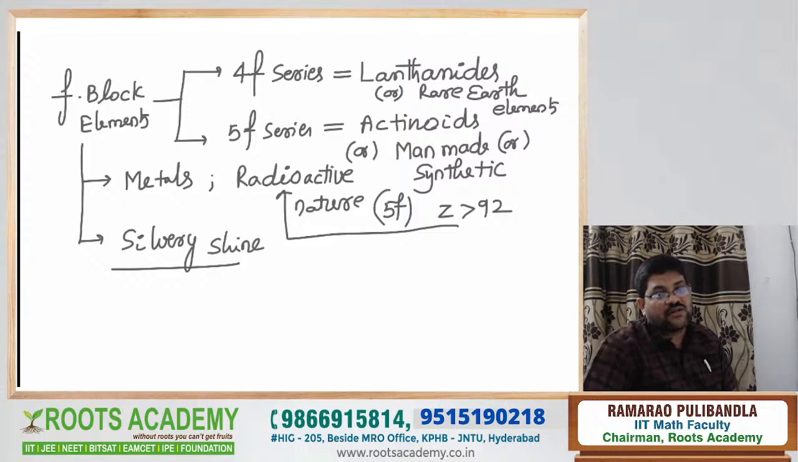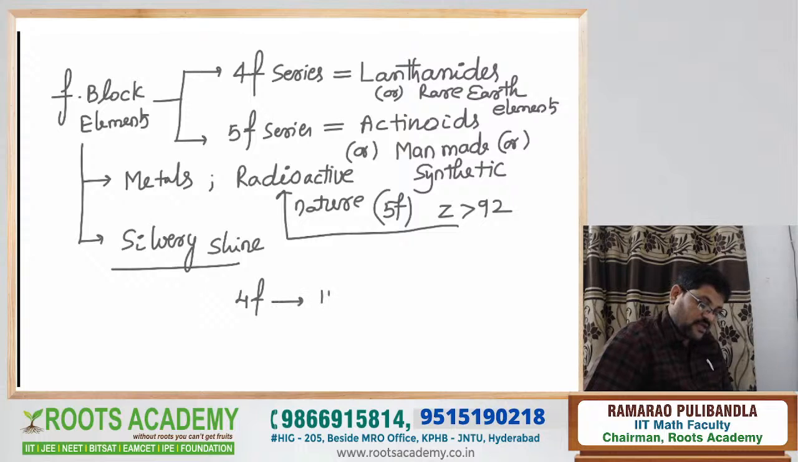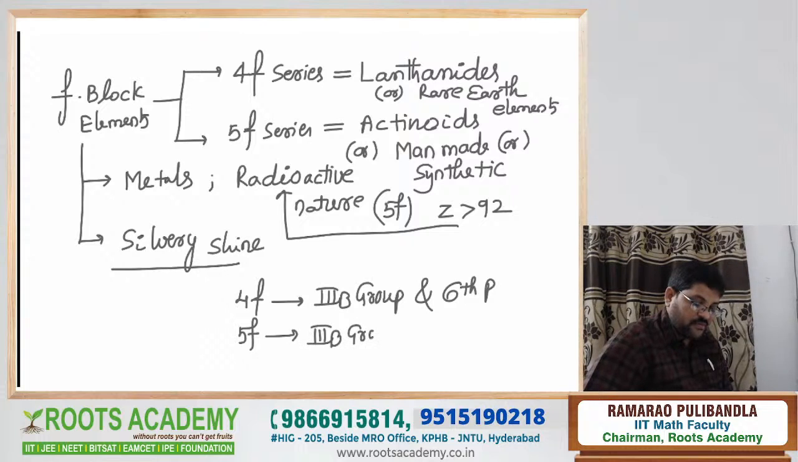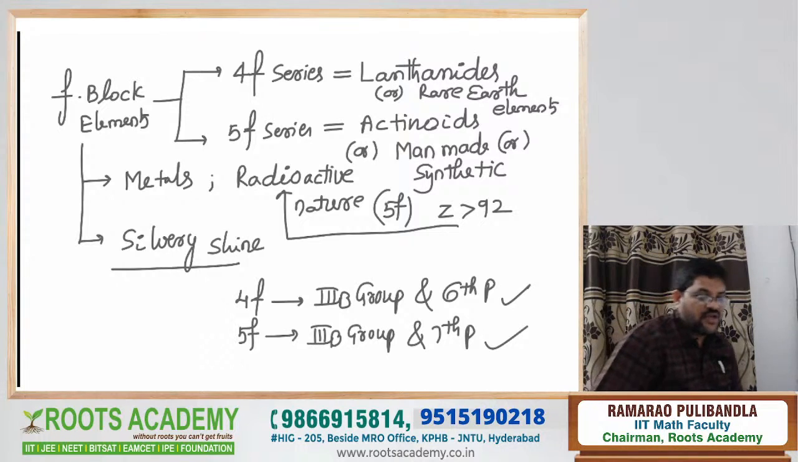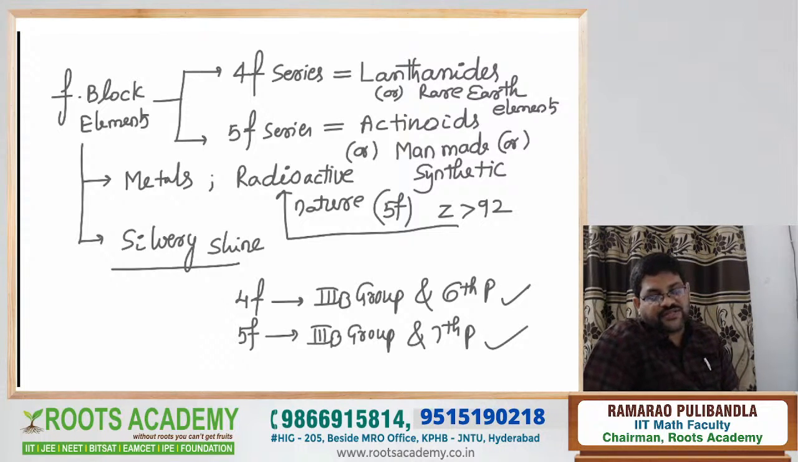So these are the properties of F block elements. And here, where are F block elements kept? The 4F block elements, you write as points, are kept in the third B group and sixth period. And the 5F is kept in the third B group, the group is same, but placed in the seventh period. So this is the location of the F block elements. You can write the points like this and you get full marks, 8 marks out of 8.